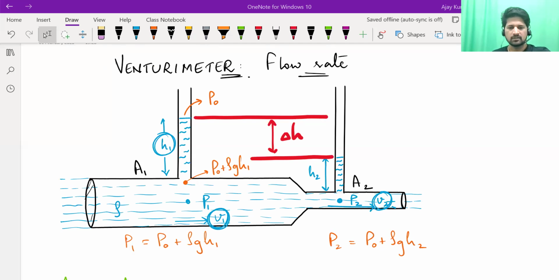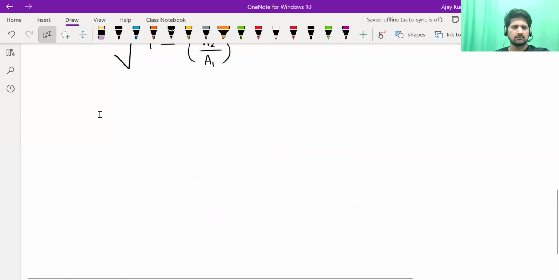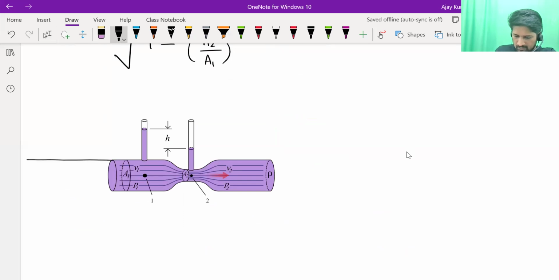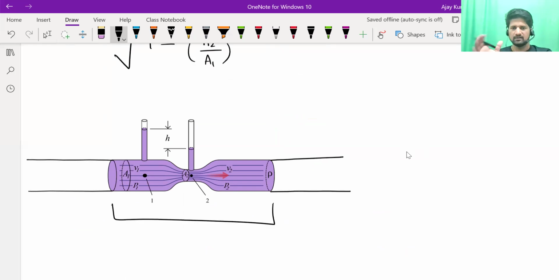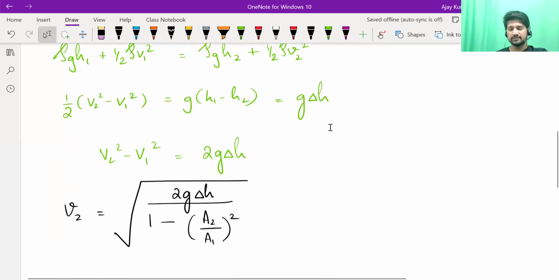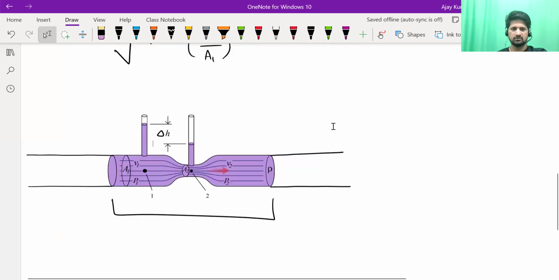Yes, sir. Okay. The actual device will look like this. Not the actual device, but the diagram will look like this. There will be a pipe through which the liquid is flowing. In that pipe, if you want to measure the rate of flow, you will have to create a break in the pipe. You'll have to cut the pipe and install the venturimeter there. Based on those heights, you can predict the speed of flow. Now, in this case, we have derived the speed in terms of height difference, but remember that everything was derived from Bernoulli's equation only.